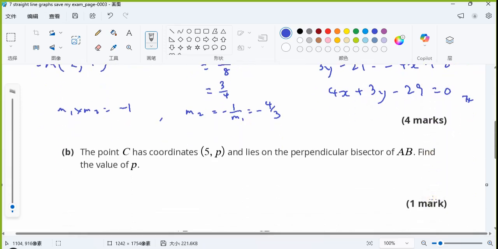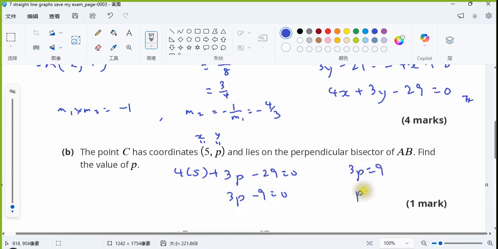Okay, next, C is a point on the perpendicular bisector. Find the value of p. So when x equal to 5, y equal to p. So we have 4 times 5 plus 3p minus 29 equal to 0. So 3p minus 9 equal to 0. So we have 3p equal to 9, p equal to 3.